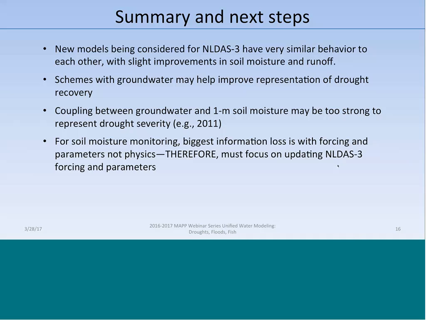And we need to spend some time looking not only at the physics, but especially at the parameters in these models, because we know that we're losing information in the parameters for soil moisture. And that's it for me.